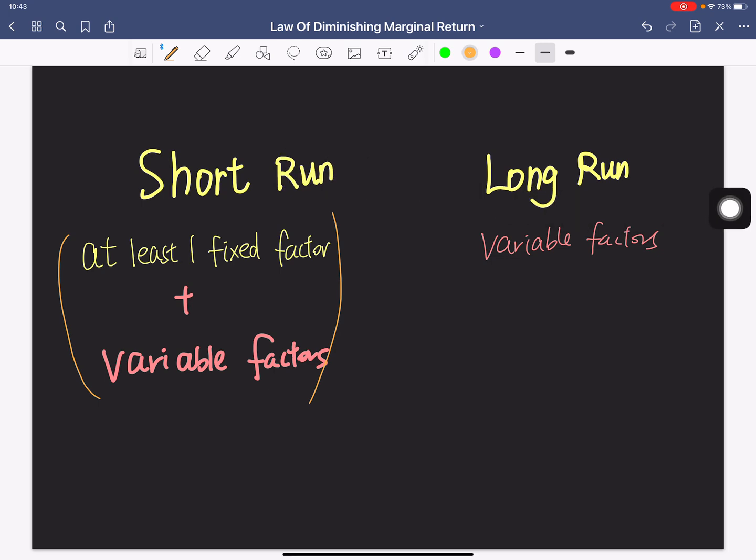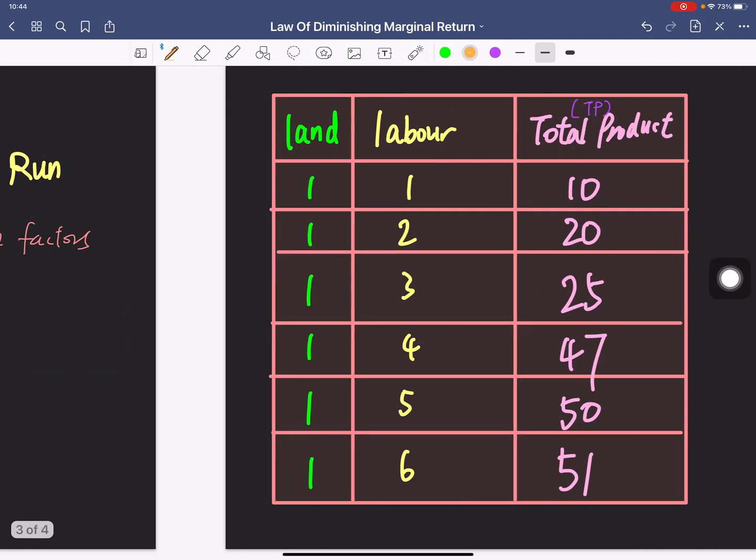However, in the long run, everything is about variable factors. You can imagine if we are given a sufficient amount of time, we can adjust everything. Everything can be changed if the time is long enough. That's why we can even expand the land, we can find some new resources. So in the long run, we should have all variable factors. So let me remind you again, it is not about time, but the definition: in short run, we have at least one fixed factor, but in long run, everything is about variable factors.